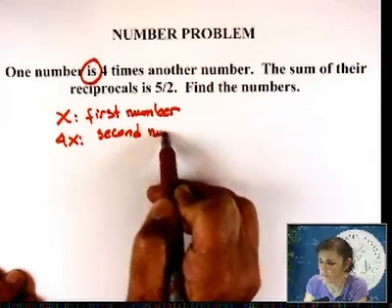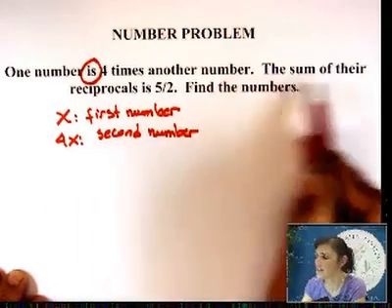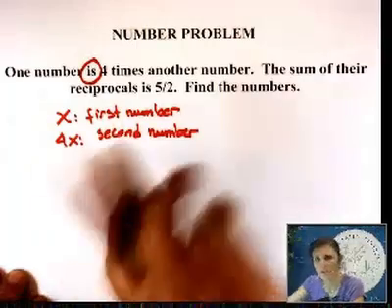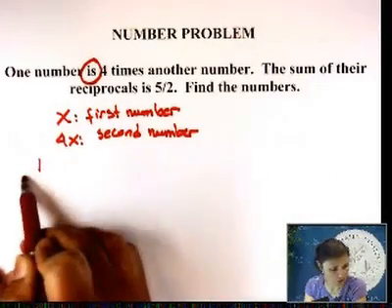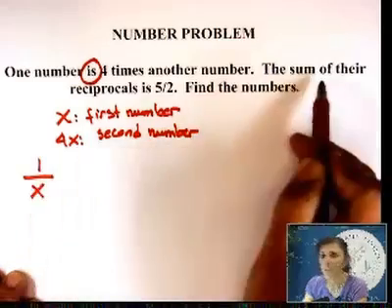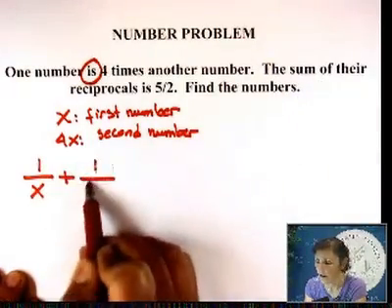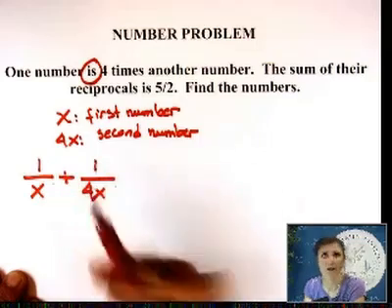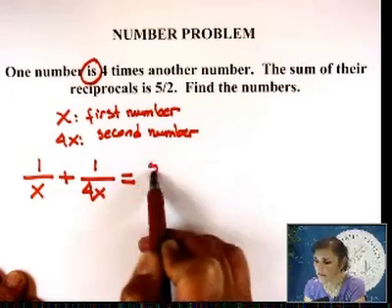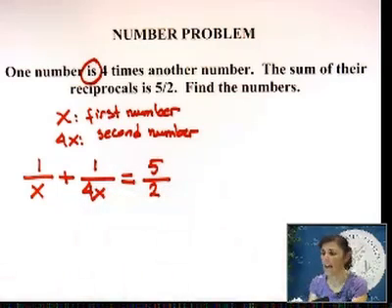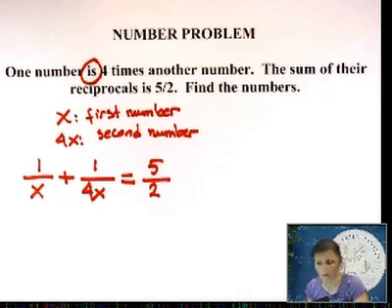Does it make sense? All right. Now, the next thing it says is the sum of their reciprocals. Reciprocals, that means you flip them over. So, the reciprocal of x is 1 over x. Sum of, remember your keywords, that means you're adding them. The reciprocal of 4x is 1 over 4x. It says is, that means equals, 5 over 2. All of a sudden, I have a rational equation. Well, how do you solve a rational equation?